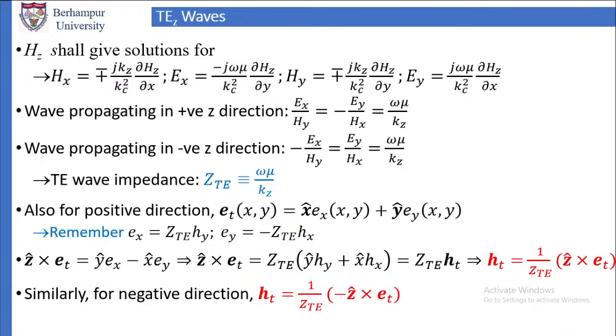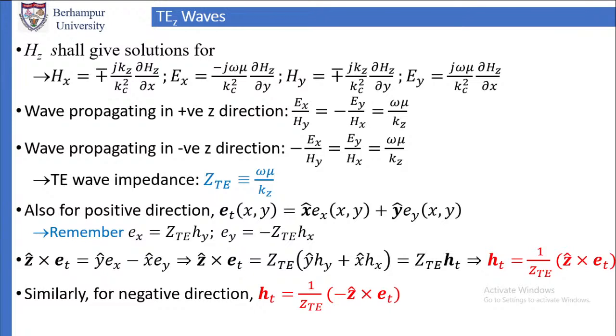Now, Hz shall give the solution for Hx, Ex, Hy, and Ey. So these are the solutions. What we have done is we have already found the expression for Hx. Hx is represented in terms of Ez and Hz. Ez is equal to 0, therefore it will be expressed in terms of Hz only. Similarly for Ex, Hy, and Ey, because Ez is 0, the right hand side will contain only terms in Hz.